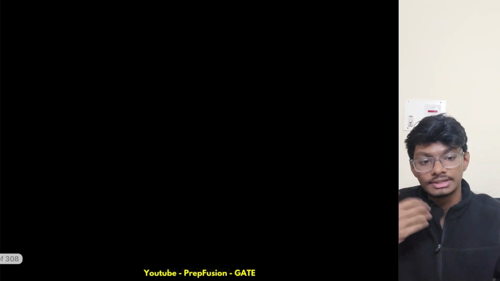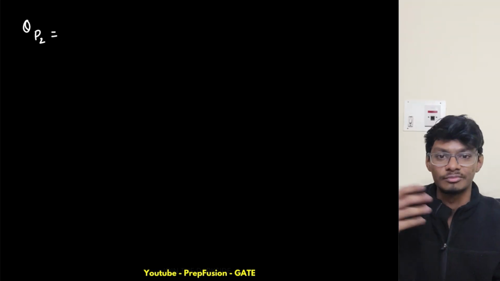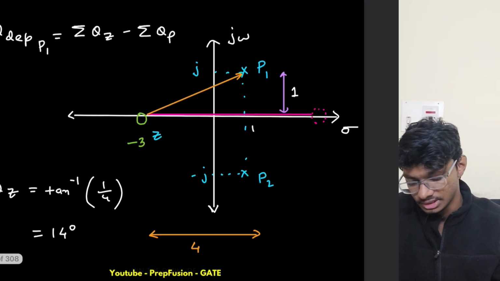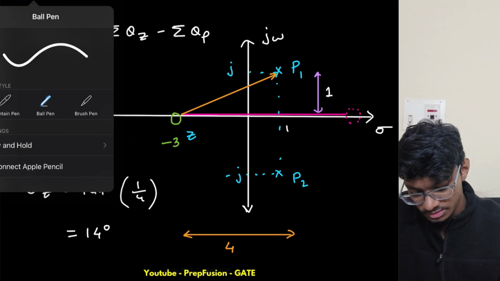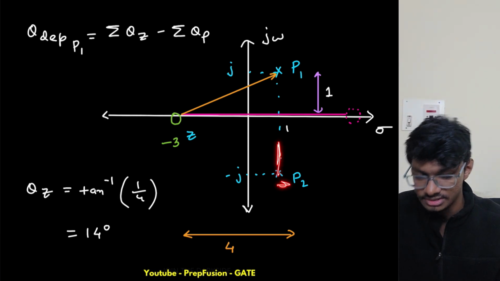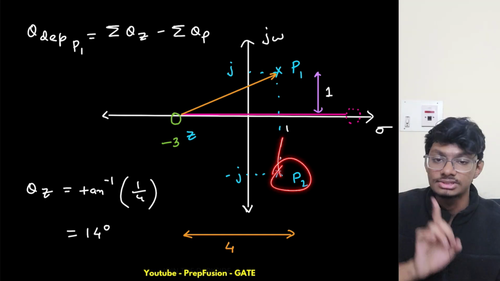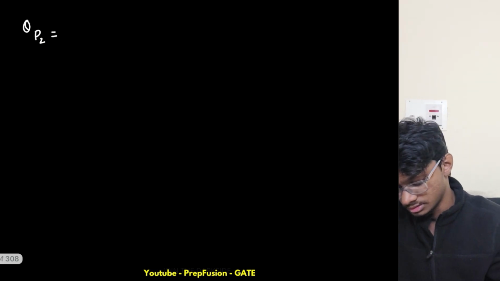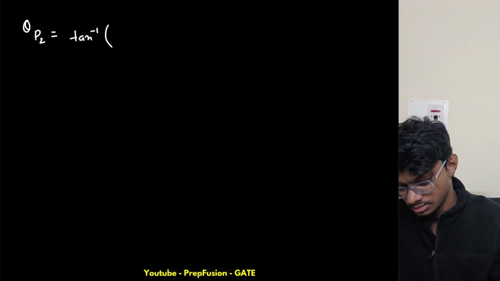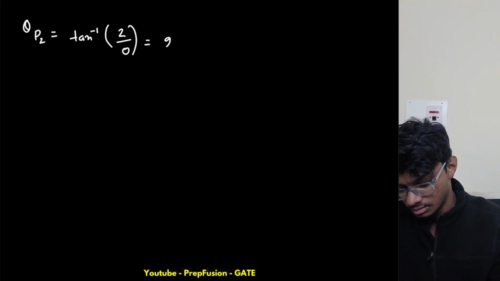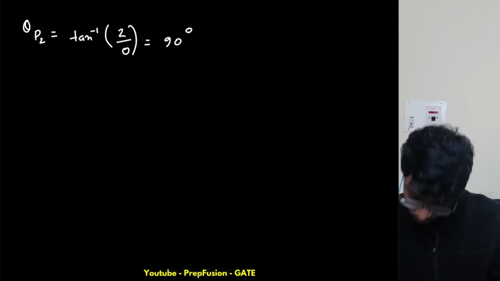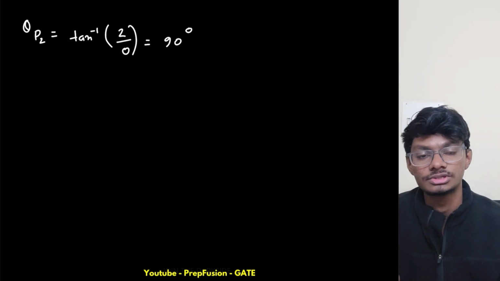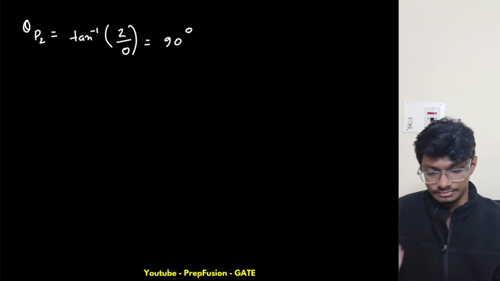Now let's calculate theta p basically. I will calculate theta p2, because p1 is the pole itself for which I am calculating the angle of departure. If you see, I am just moving in the upward direction, my x distance is 0 for this and my y is finite, it is 2. So tan inverse 2 upon 0 equals 90 degrees. This is what theta p2 is.